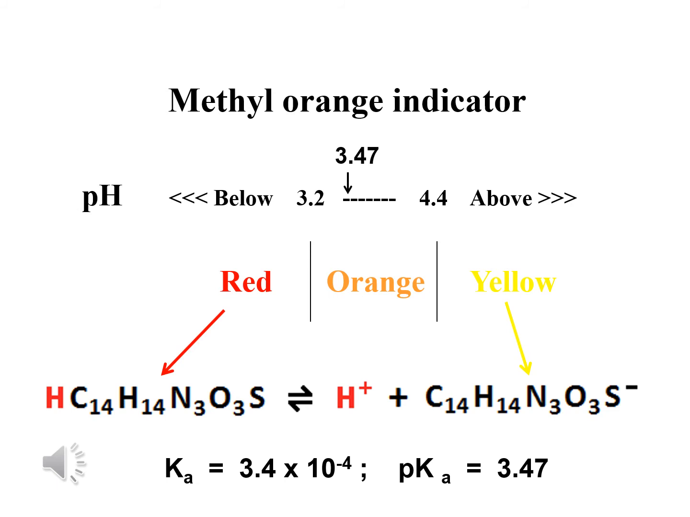At 3.47, when you have equal amounts, it's still going to look pretty much red to your eye because red happens to be a stronger color to your eye than yellow. You really need like a 2-to-1 ratio of yellow to red to really get orange. So that's why the pKa is not right in the middle.